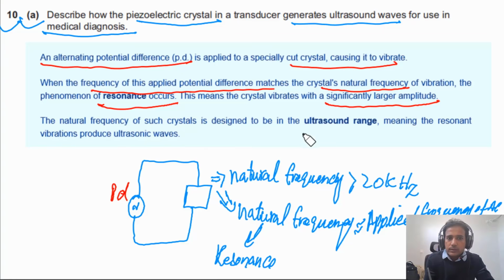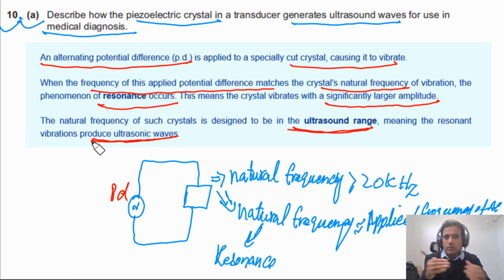The natural frequency of such a crystal is designed to be in the ultrasound range, meaning the resonant vibrations produce ultrasonic waves. So when the crystal is vibrating, it will vibrate at the same frequency. So the waves produced are ultrasound waves because the frequency is greater than 20 kilohertz.